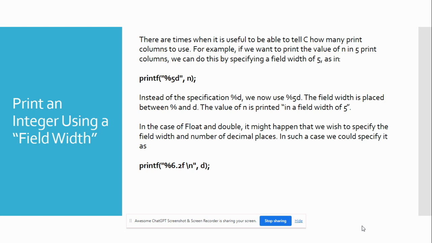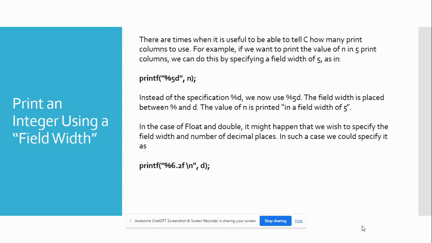After we have talked about operators in C, now we want to talk about how we can print integers using the field width. You need to note that sometimes it's useful to be able to tell the C language how many print columns you want. For example, if we wish to print the value of n in 5 print columns, we could specify that with the field width of 5. Like we can see, printf percentage 5d means we need 5 print columns.